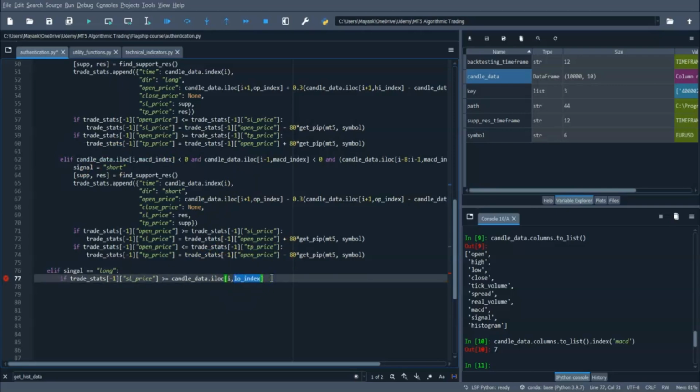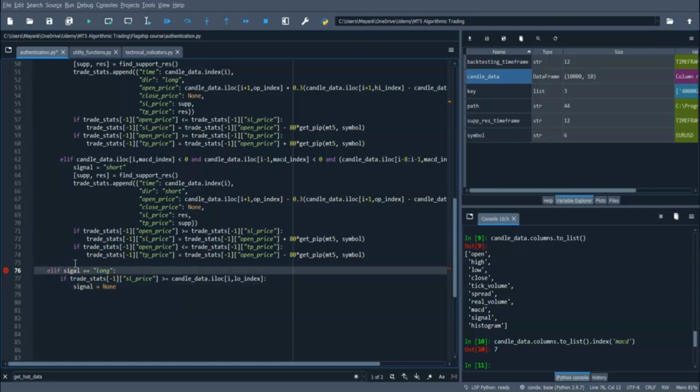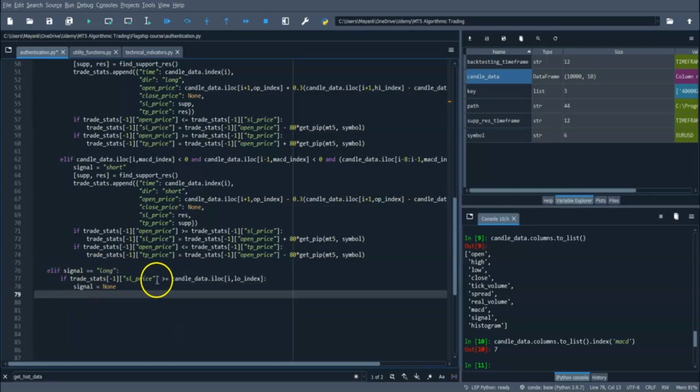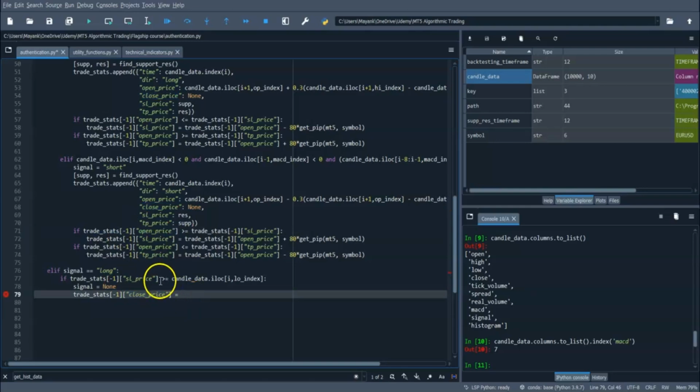So if that's the case, first of all, we'll have to change the signal to none because we have now closed the position and there is no signal. Okay, why am I getting undefined signal? I keep making these typos, sorry. Then you'd have to update the closing price in trade stats. So trade stats, close price. Again, any guesses for the close price? What would it be? It would be the stop loss price because the stop loss got triggered. Okay, so this is very easy. So we'll update the close price as the stop loss price.